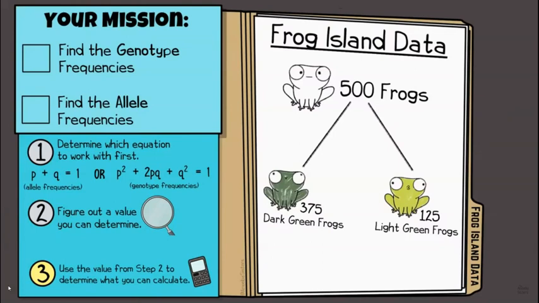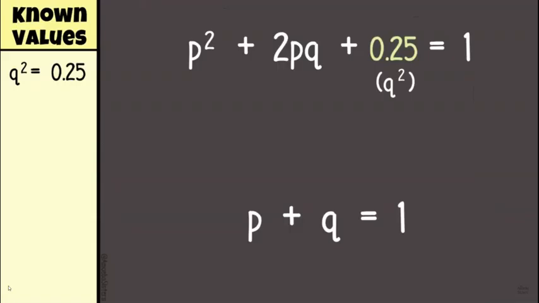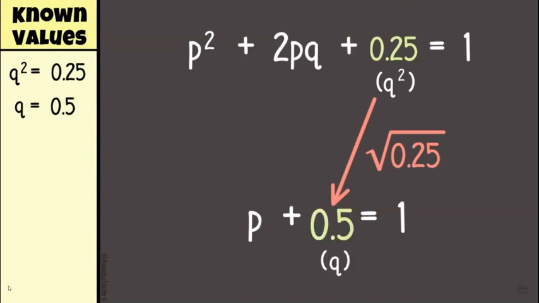Step 3. Take a value you solved from the previous step and calculate from there. So if I know that q squared is 0.25, then I could go ahead and solve for q. If q squared is 0.25, I can determine q if I take the square root of 0.25. Therefore, q is equal to 0.5. That's the allele frequency for the recessive allele little g.